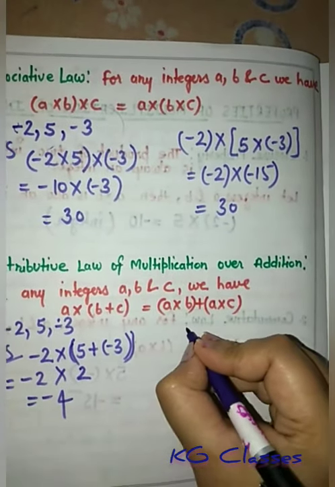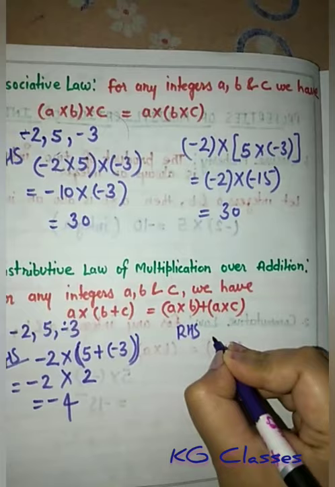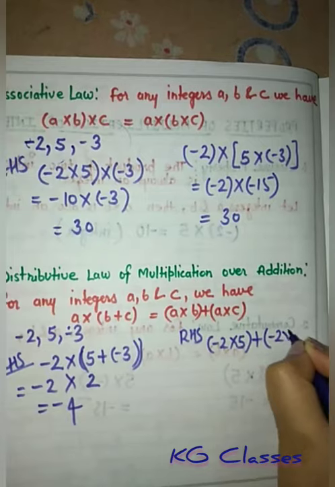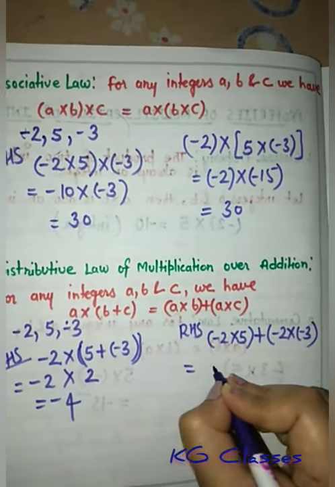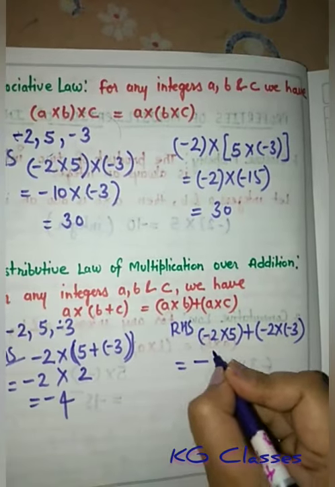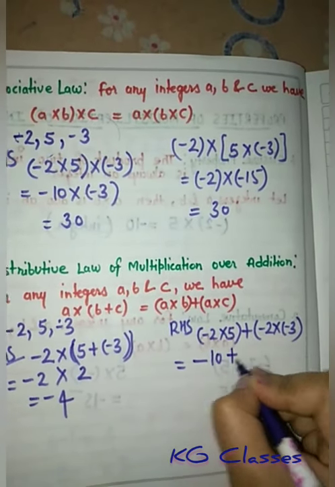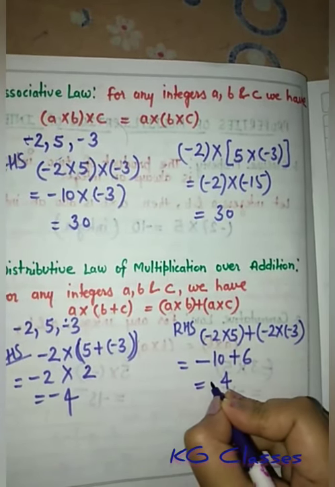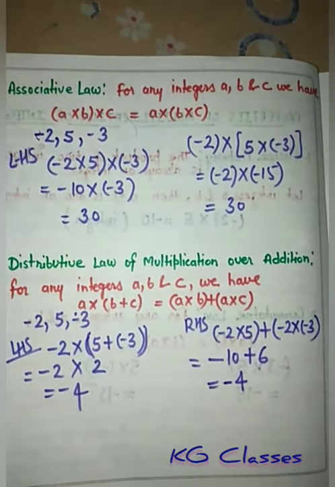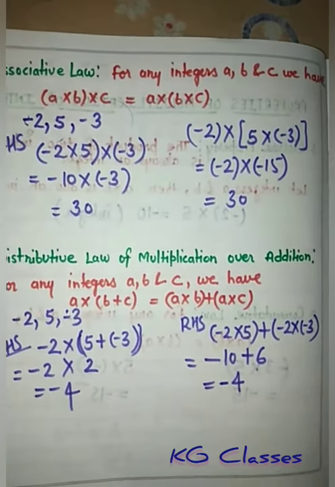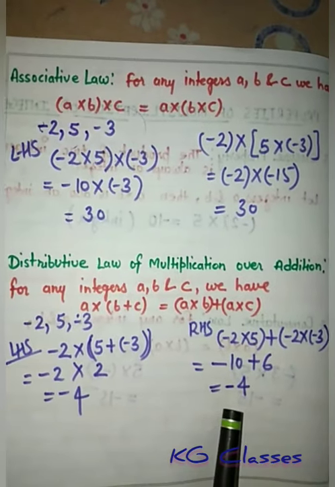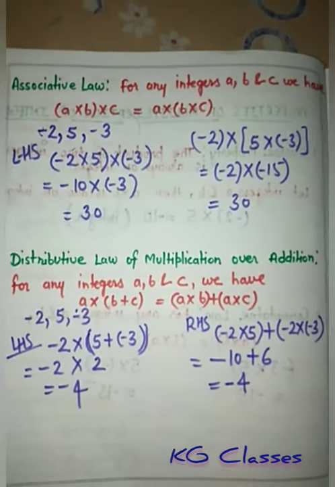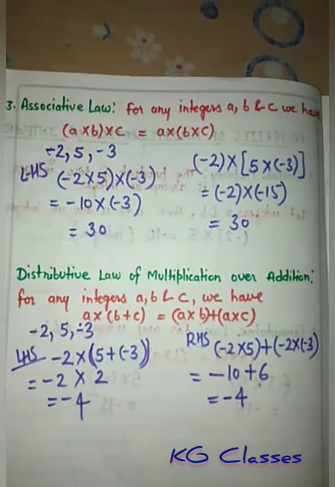Let's solve the right hand side. Minus 2 multiplied by 5 plus minus 2 multiplied by minus 3. So what will we have here? 5 2s are 10, minus minus plus, 2 3s are 6. 10 minus 6, we will have 4, negative 4. So in this we have the same result in both conditions. So distributive law of multiplication over addition is also applicable in multiplication of integers.